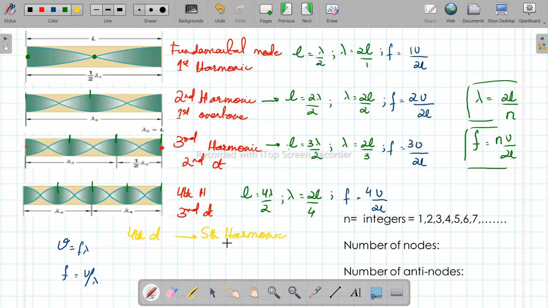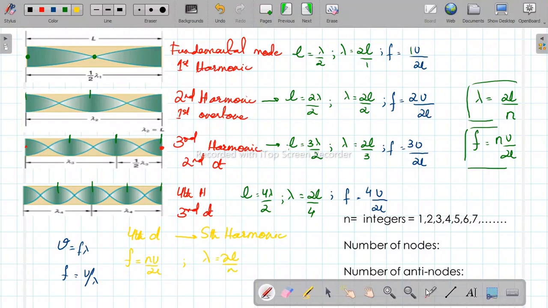In the case of the fifth harmonic, we will use our generalized equations. All we have to do is replace n with the fifth possible value of n. Right? I am emphasizing that when they say fifth harmonic, you should not directly place n equals 5, because in two cases it would work, but in the third case it would lead to the incorrect answer. So always go with this one.